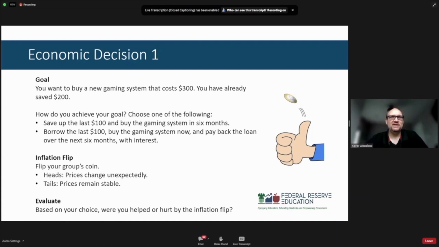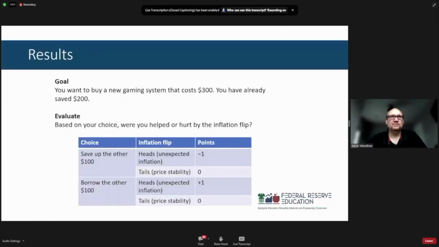Then, once you've made your choice, go ahead and use that coin flipper that I put in the chat. You're then going to evaluate based on that whether or not you were successful. So if you took that loan out and you got heads, which means there was unexpected inflation, you would give yourself 1 point. If you got tails, prices were stable, and you would give yourself 0 points. So prices were stable, everything is fine, you're good to go.